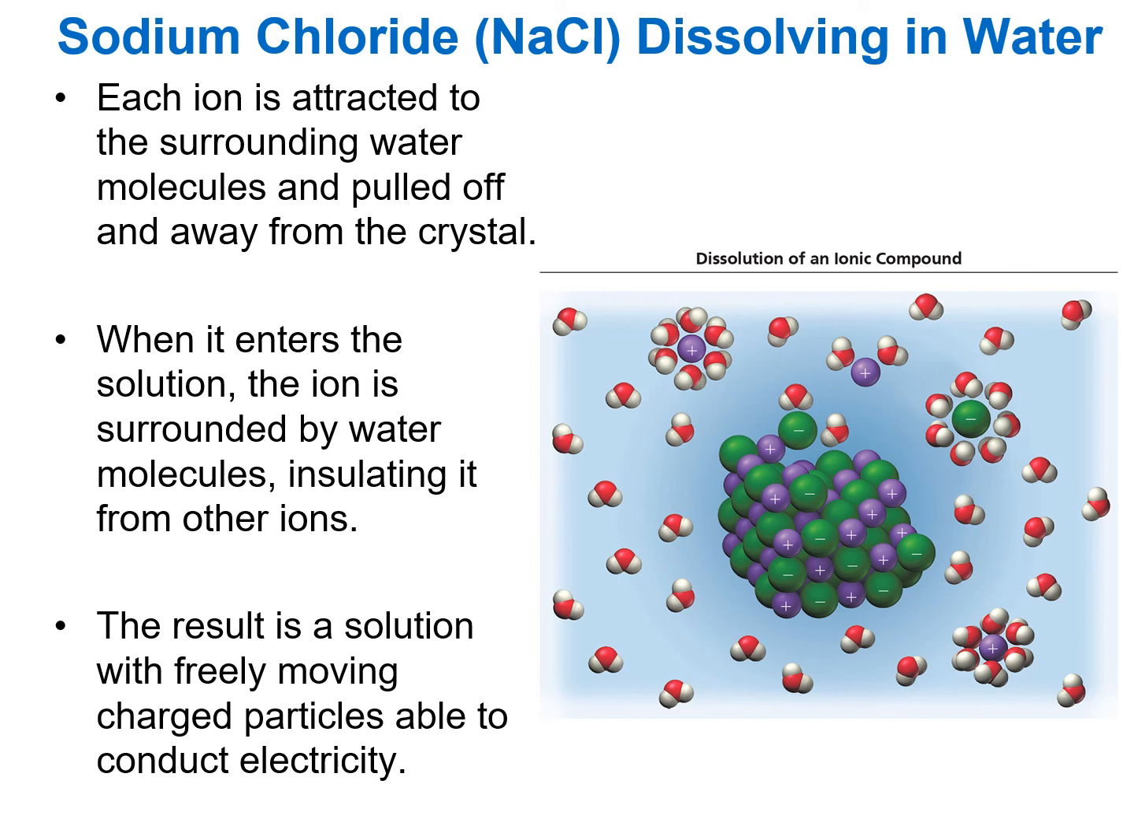So each ion is attracted to the surrounding water molecules. It gets pulled away from the crystal itself. So we see that separation of the ions. And when it enters the solution, the ion will be surrounded by water molecules, and the water molecules are going to act as an insulator from all the other ions that accompanied the sodium and the chloride into the water. And as a result, within the solution, these ions are going to freely move around as charged particles, and water will accommodate them because water can accommodate either a positive charge or a negative charge.